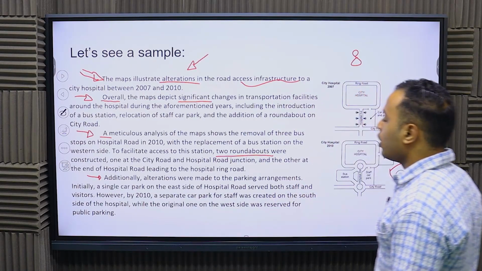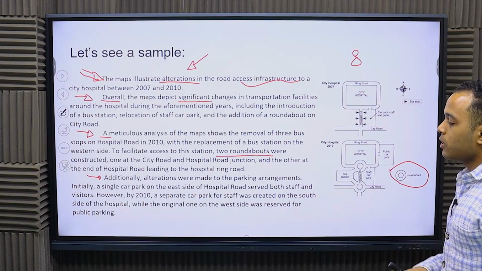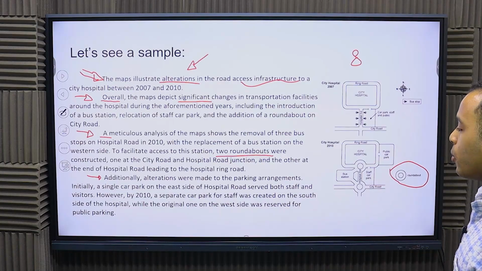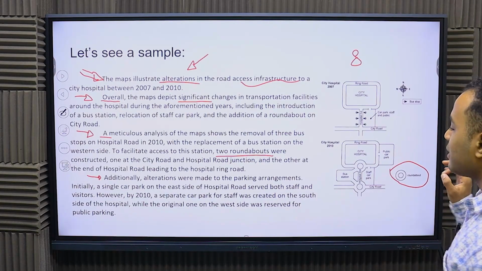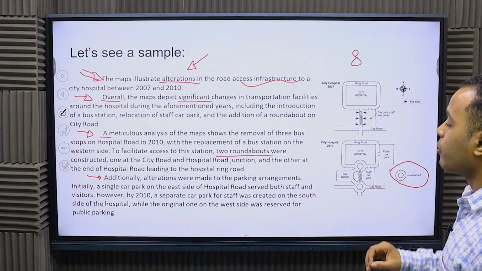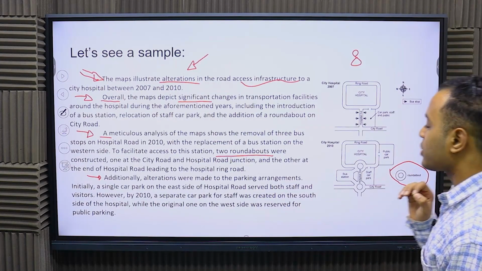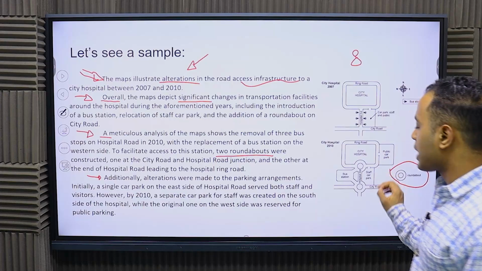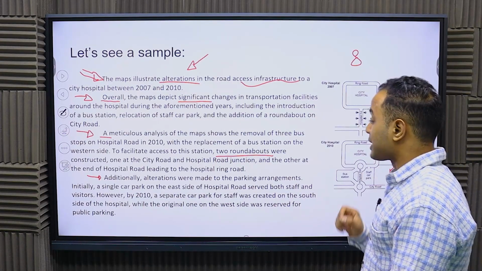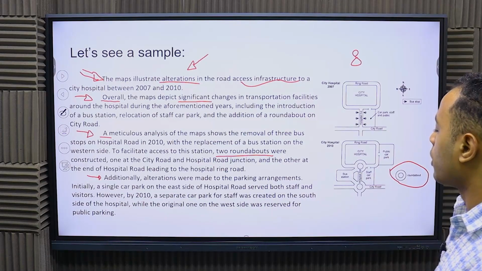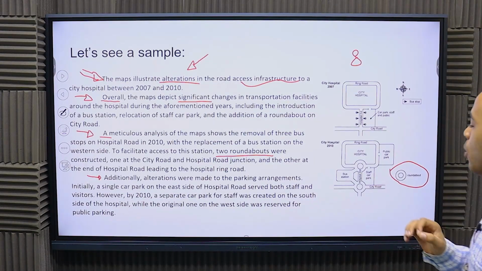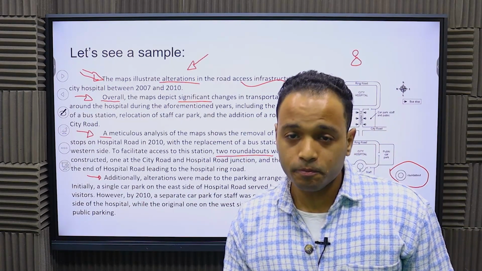Additionally, alterations were made to the parking arrangements. Initially, a single park on the east side of Hospital Road served both staff and visitors. However, by 2010, a separate car park for staff was created on the south side of the hospital, while the original one on the west side was reserved for public parking.